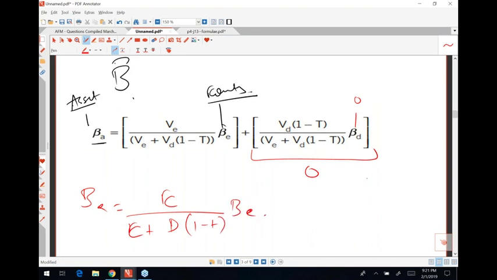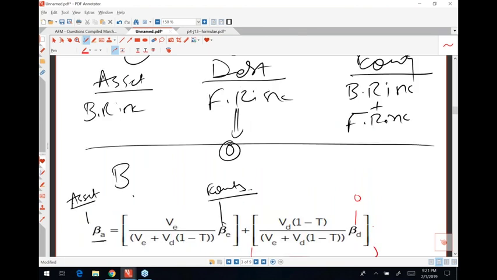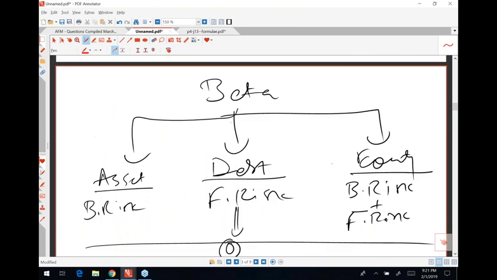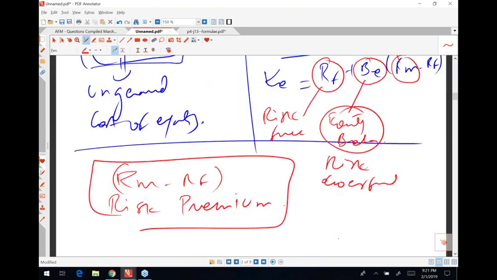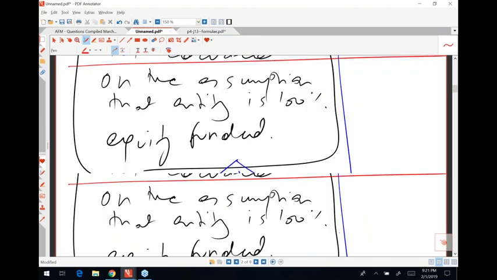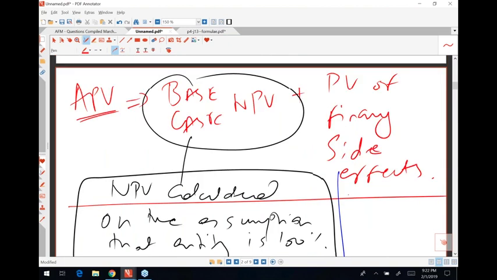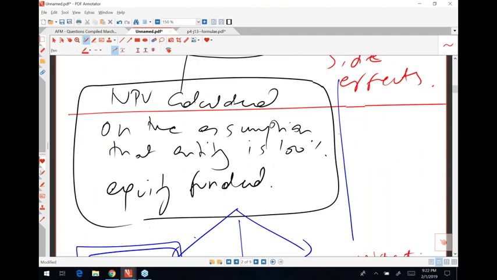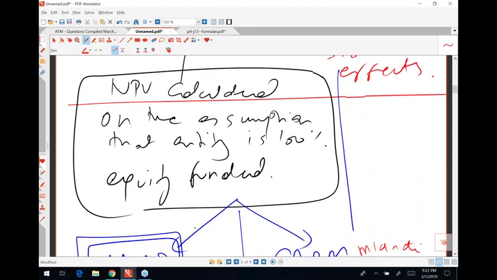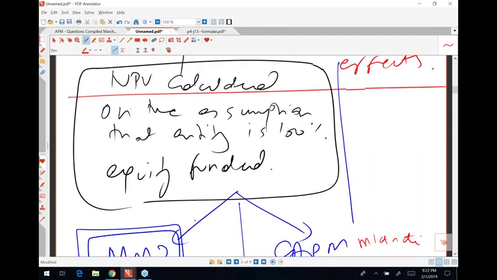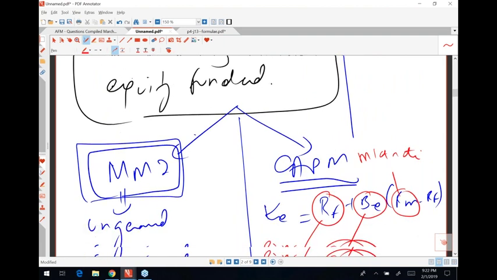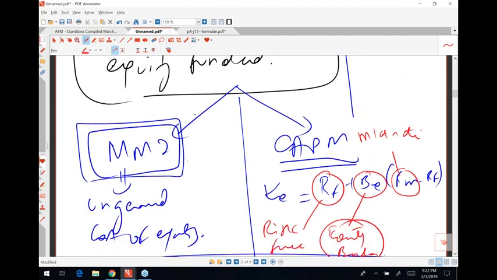Generally, when we talk about the APV, the first thing that we said was that the APV requires you to calculate the base case NPV. And what is this base case NPV? Base case NPV is the NPV calculated on the assumption that the entity is 100% equity funded. How would you go about it? There are two ways of doing it. One is the CAPM way and the other is the MM2 way. I'm discussing the CAPM way first.